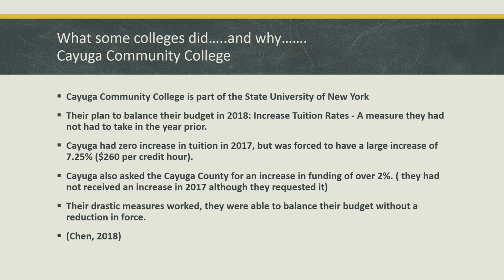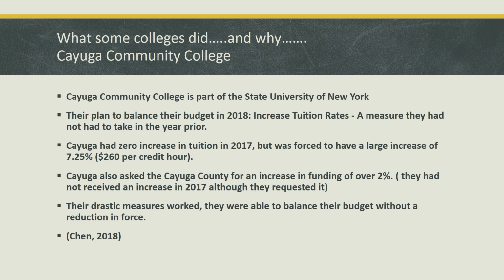Cayuga Community College is part of the State University of New York. Their plan to balance their budget was to increase tuition rates. That doesn't seem very extreme, but for them it was, because that's a measure they had not taken in the prior year. In 2017, they had a 0 increase in tuition, so that forced them to have a larger increase this year. The increase was 7.25%, which is a kind of extreme increase in tuition. It amounted to about $260 per credit hour.